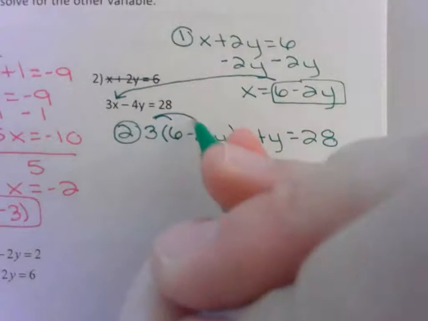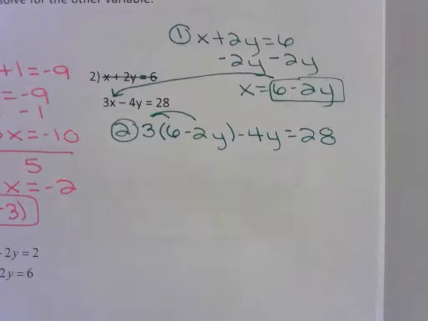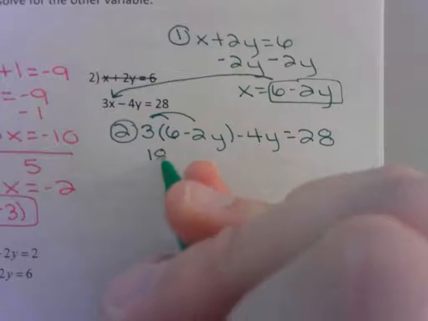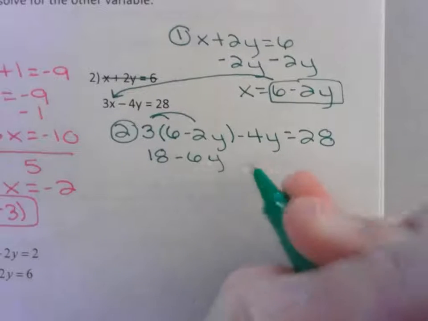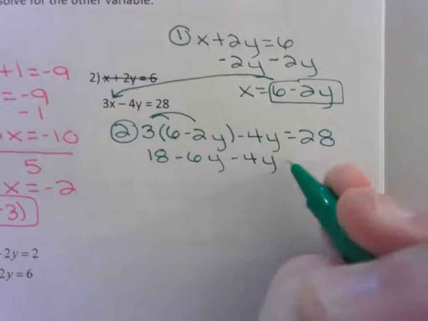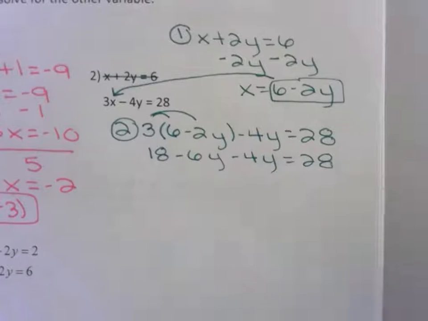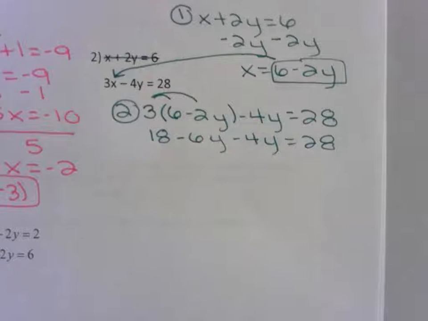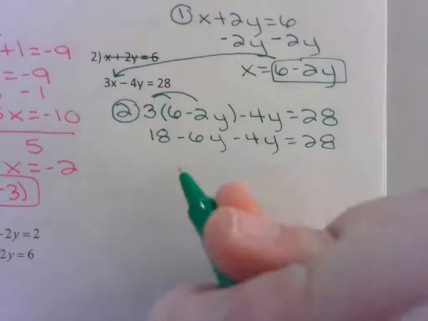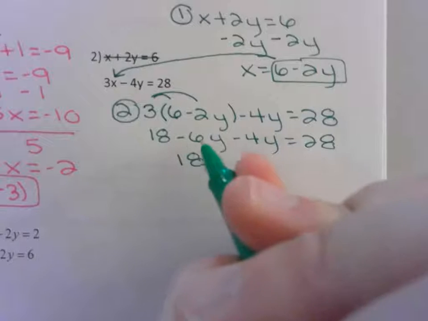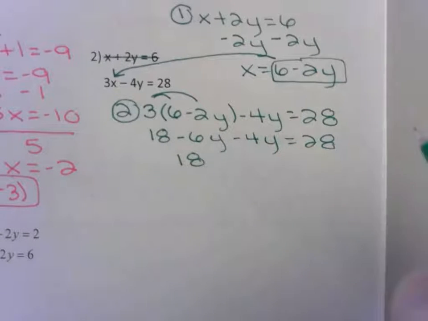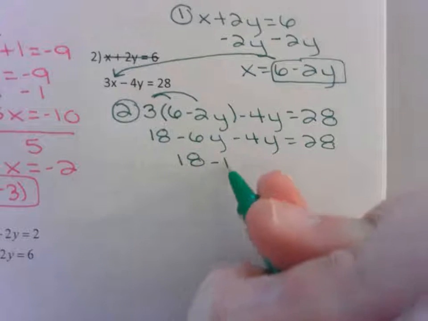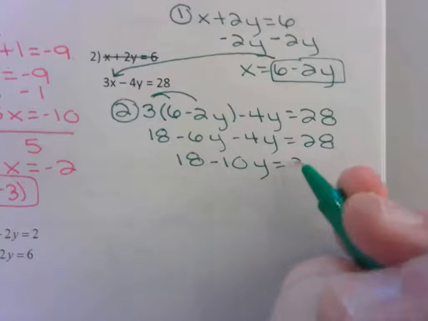So if I distribute the 3, what will I get? 3 times 6 minus 2y. 18 minus 6y. Good. Minus 4y equals 28. What do I do next? Combine. Negative 6y minus 4y, negative 10y equals 28.